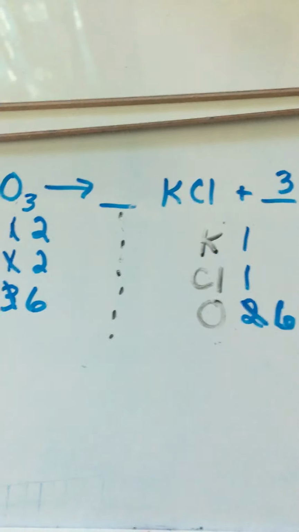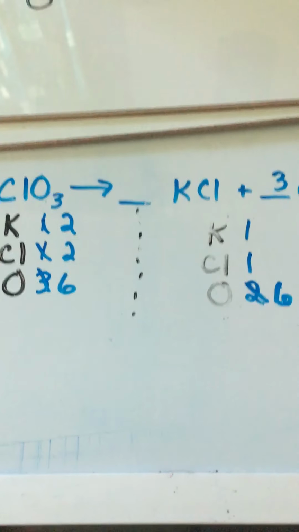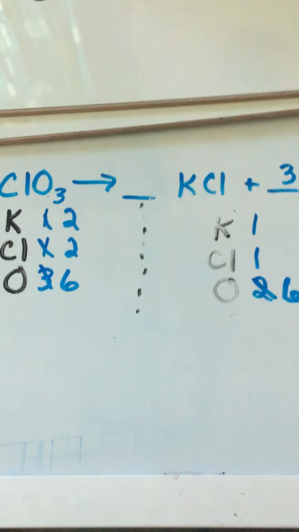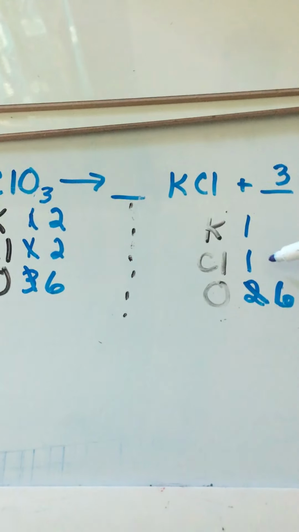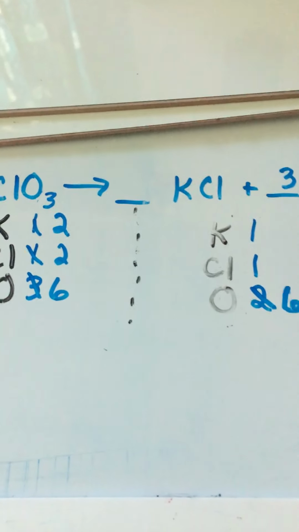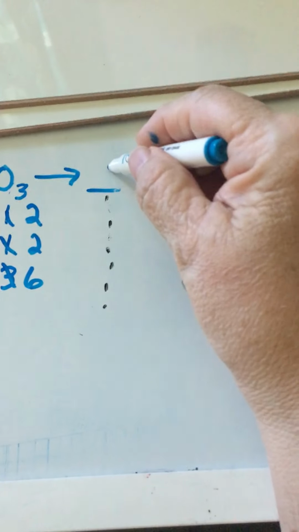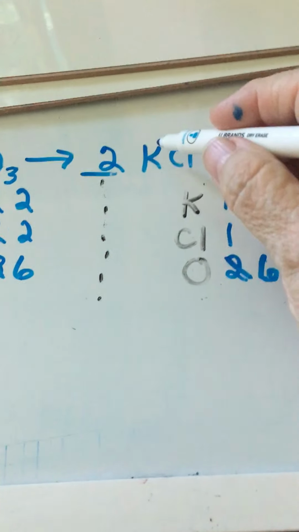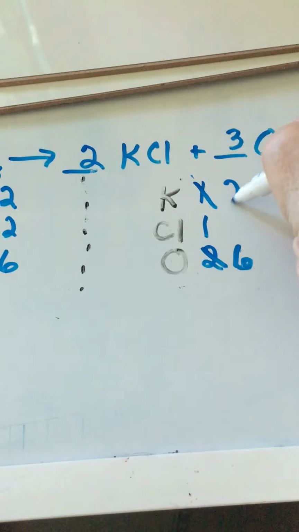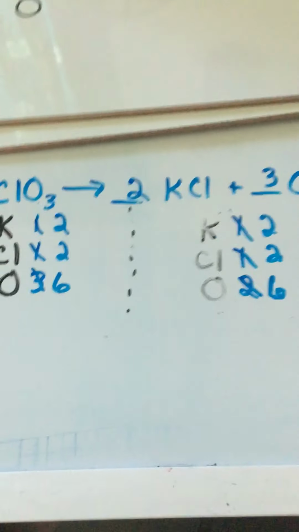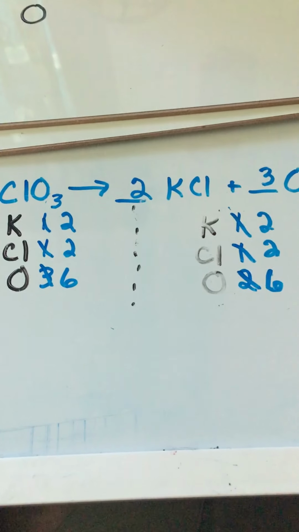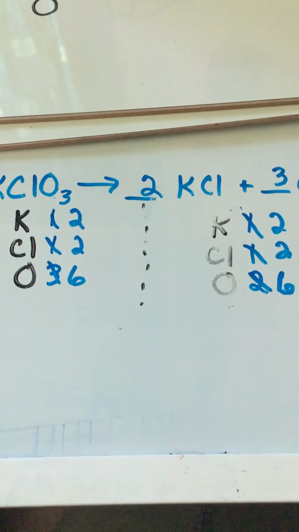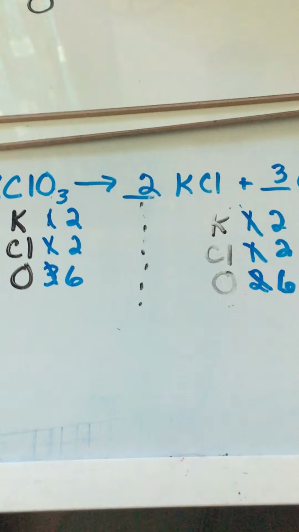So let's look at this. Now we're no longer balanced. Now we have 2, 2, 6 and 1, 1, 6. How can we fix that? Well, if we write a 2 here and recount, now we have a 2 here and a 2 here. We have the same numbers all the way through, and they are balanced. Okay, let's try the next one.